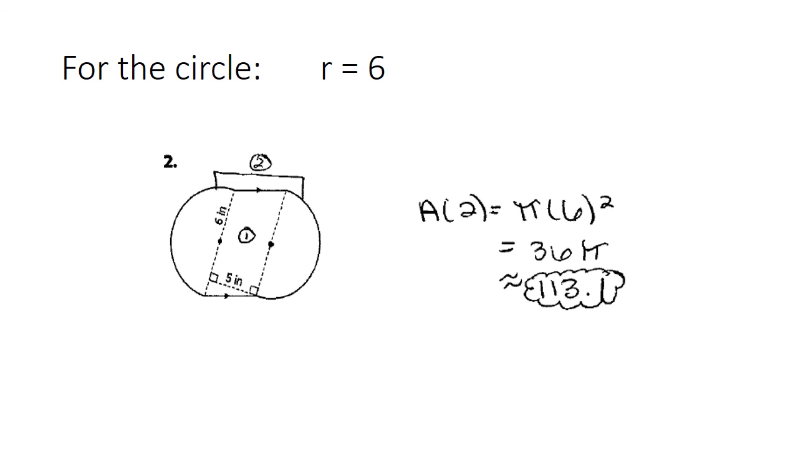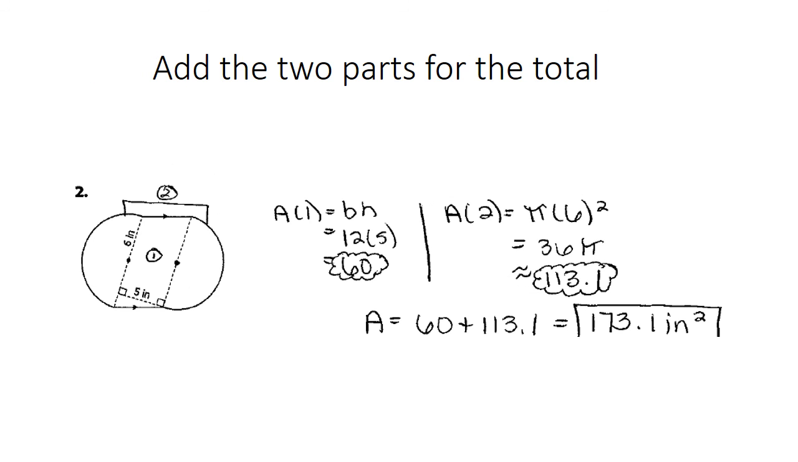And then for the circle, we've been given the 6 inches, which is the radius. So we're going to plug it into the circle formula for area, and we've got pi times 6 squared, which would give us 113.1 inches squared. We're going to add those two areas together, the 60 and the 113.1, to get a total of 173.1 inches squared.